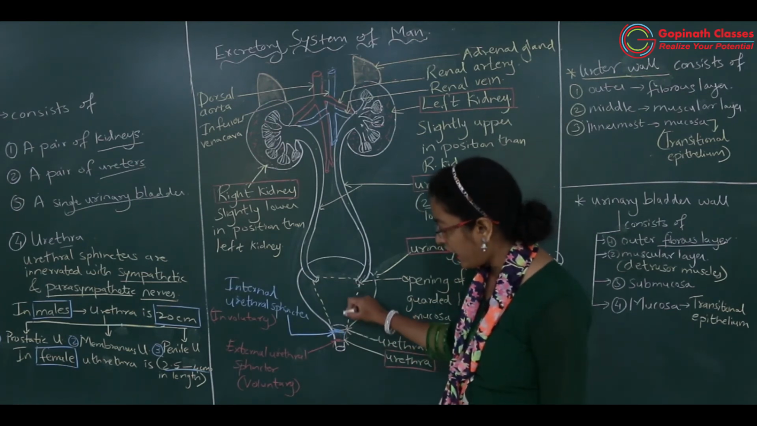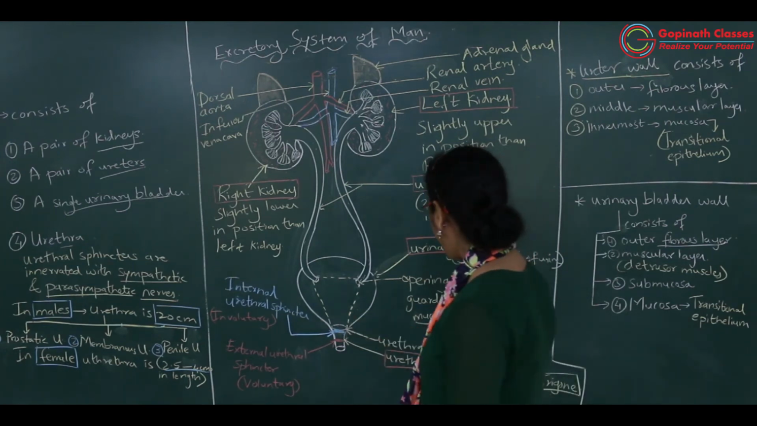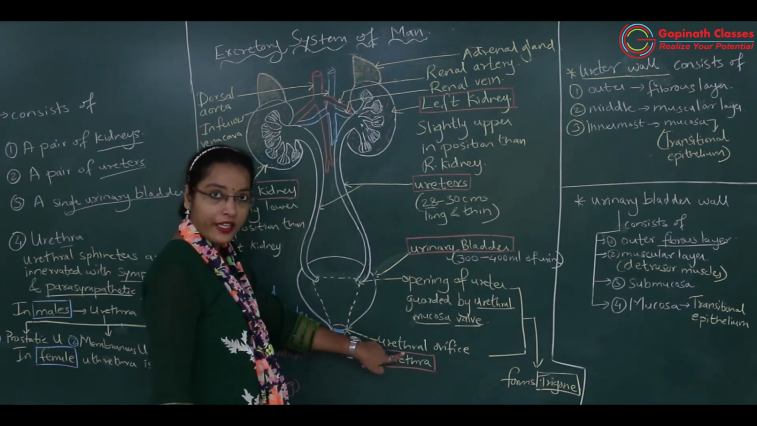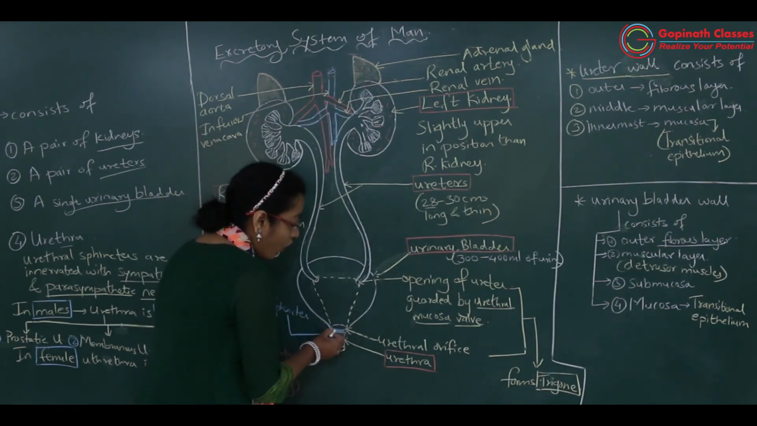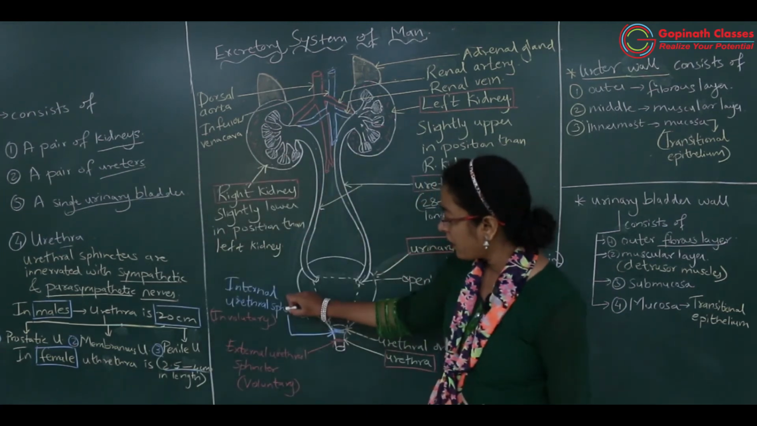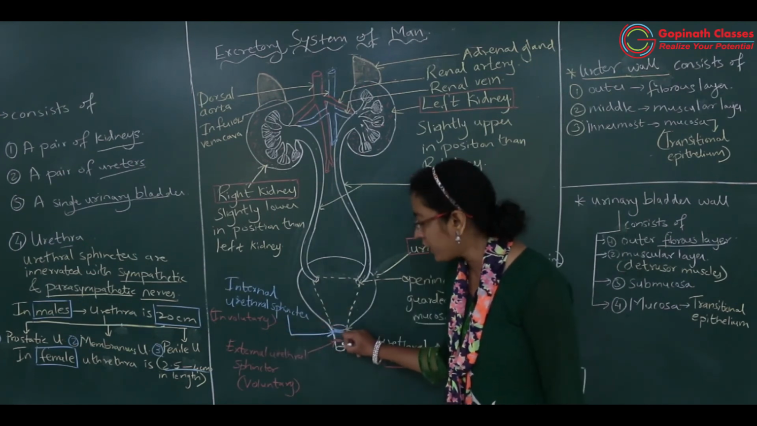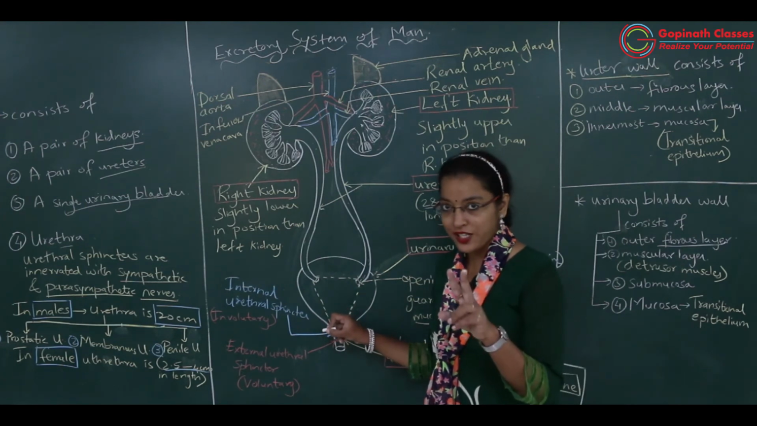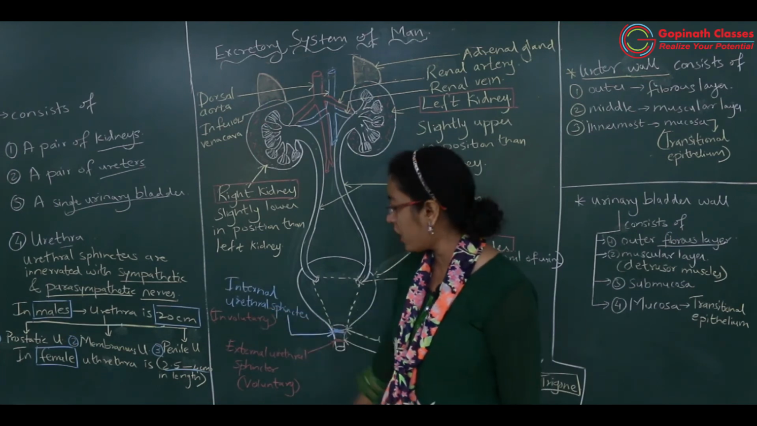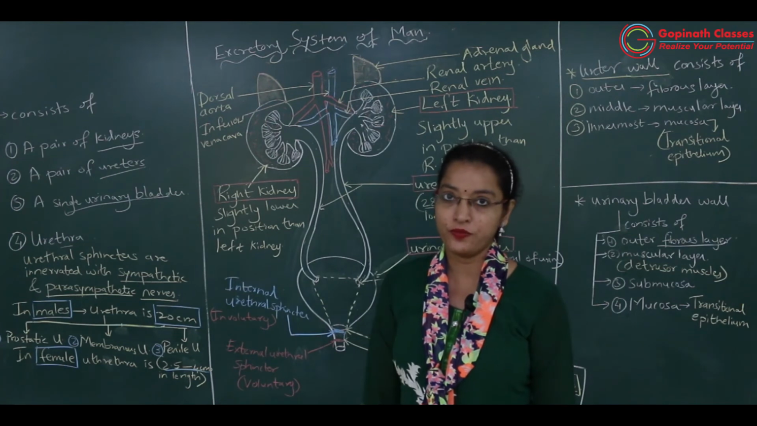So look at this diagram. Urethral orifice is what? Urethral opening. Orifice का मतलब है opening. So this is the urethral orifice, and this orifice has two sphincters. Which are the two sphincters? This is the internal urethral sphincter and this is the external urethral sphincter. So two sphincters are there. Internal urethral sphincter is involuntary in action and external urethral sphincter is voluntary in action.